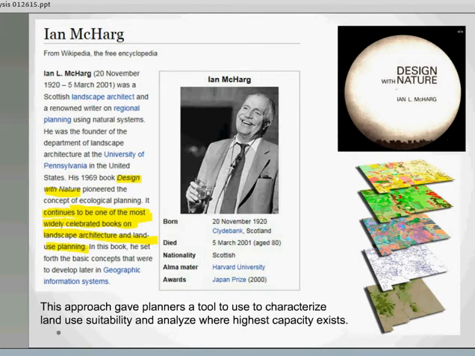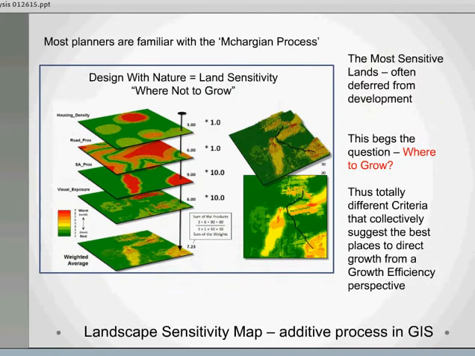This whole overlay idea goes back to Ian McHarg, and I'm sure a lot of you planners out there know about the Scotsman, the chain smoker, Scotch drinker that ushered in the environmental movement of the 70s with his book, Design with Nature. It was about isolating various themes and overlapping them, additively showing landscape sensitivity.